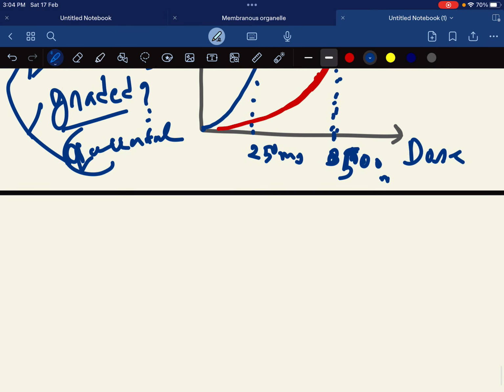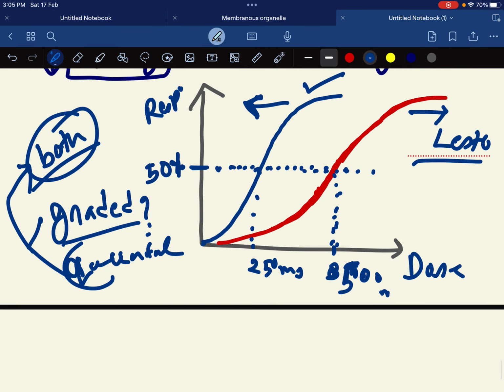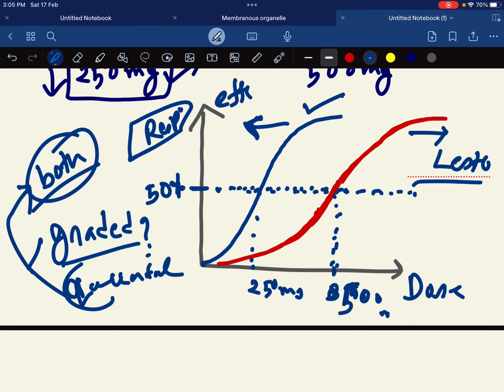When you use the graded drug response curve, actually I have used here the graded drug response curve. Why? The graded drug response curve actually shows you the efficacy, the response. So the maximum response was that, and this is 100%, and you are considering 50% of maximum response as your given magnitude. So this curve is basically from the graded drug response curve.